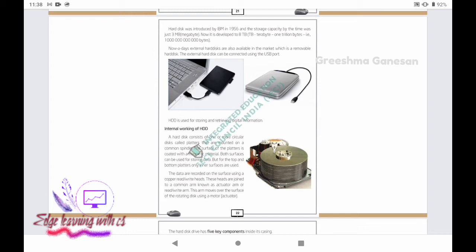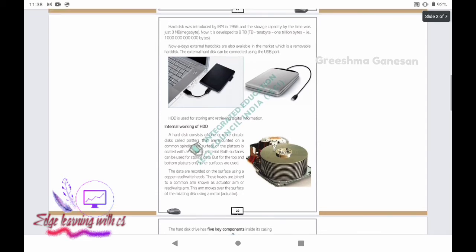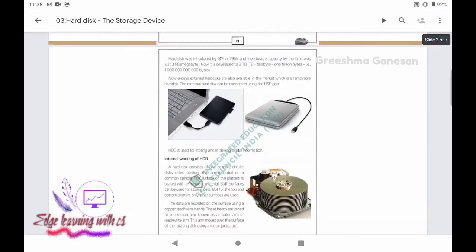Nowadays, external hard disks are also available in the market, which is a removable hard disk. The external hard disk can be connected using the USB port itself. And you can use multiple hard disks like this. This is a great facility that we are getting. Hard disk drive is used for storing and retrieving digital information properly. You can see the examples of hard disk which is externally connected to our system here.